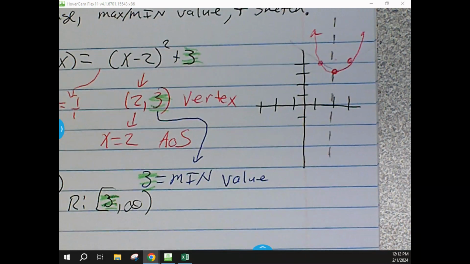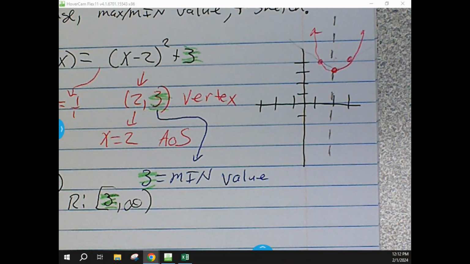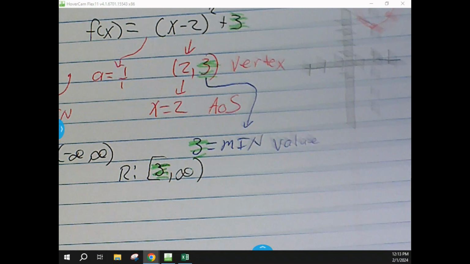Okay. Now, again, test-wise, I'm not going to ask you to draw the axis of symmetry. But some of the homework, it's about 50-50. Some of them will ask for axis of symmetry. Some of them don't as you go through this. Do a couple more of these.